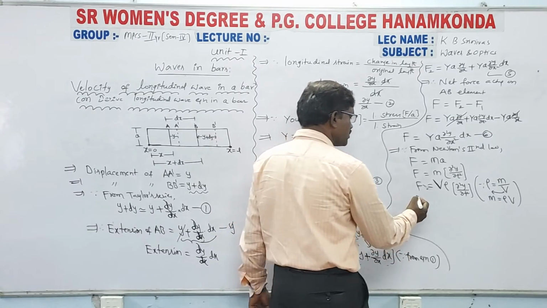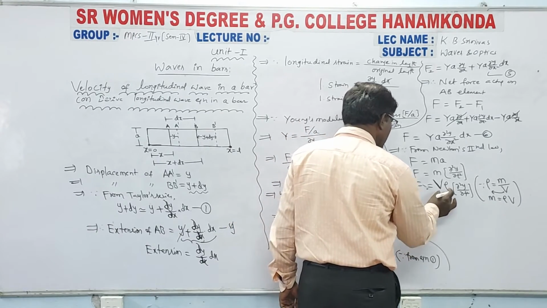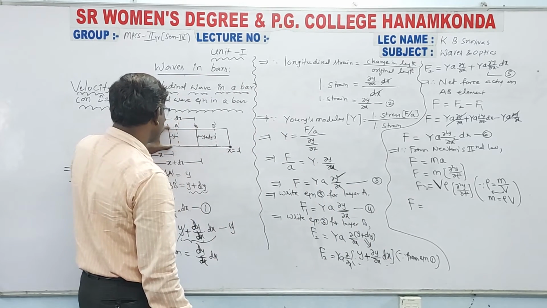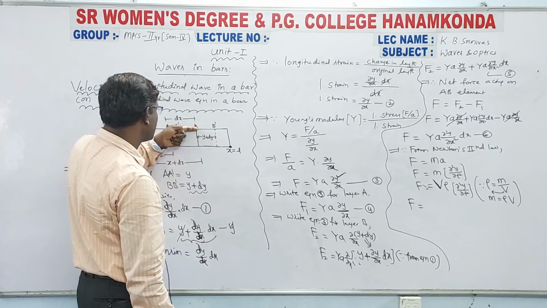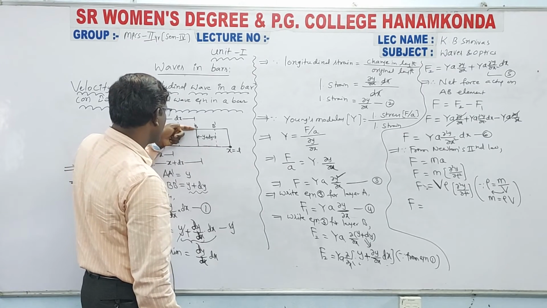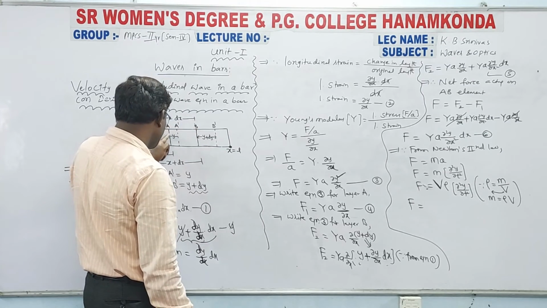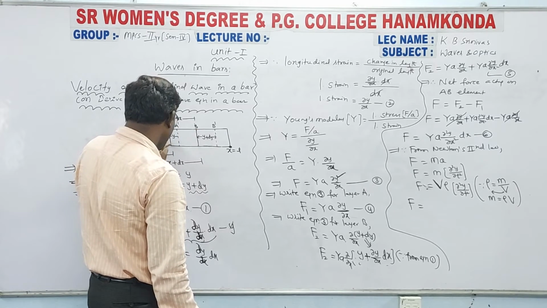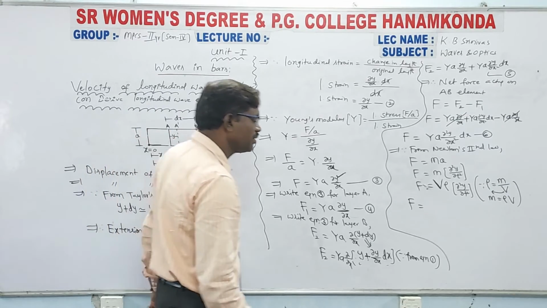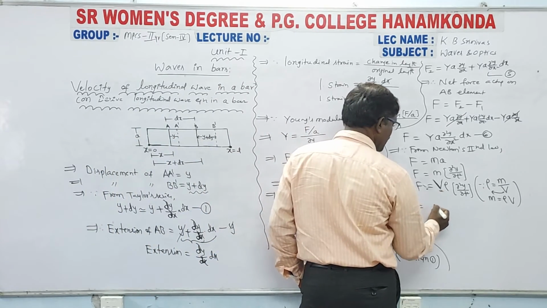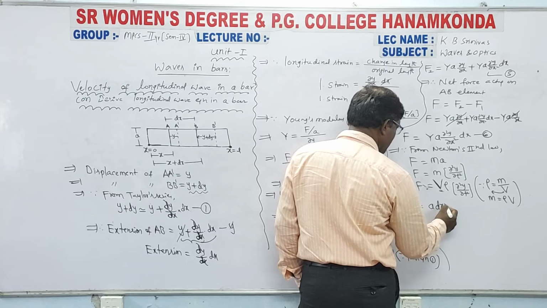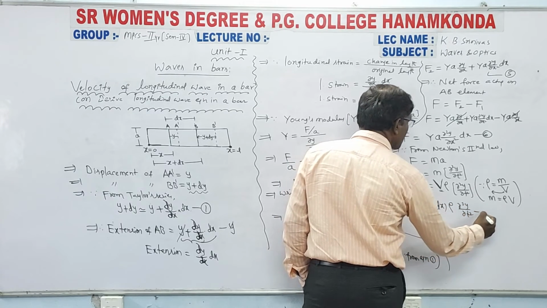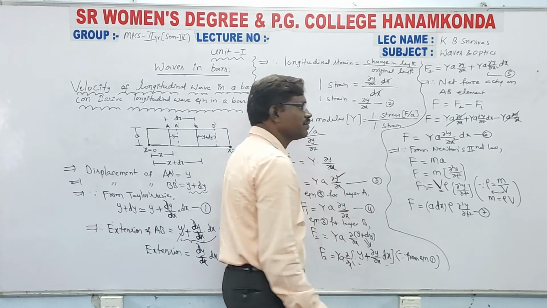What is volume? Volume means the volume of this element. How do we calculate the volume of this AB element? Length into breadth. Length is dx, and breadth means the area of cross section. A into dx gives the volume of the given element. Instead of this V, here I am writing A dx into rho into ∂²y/∂t². Let this be equation number 7.